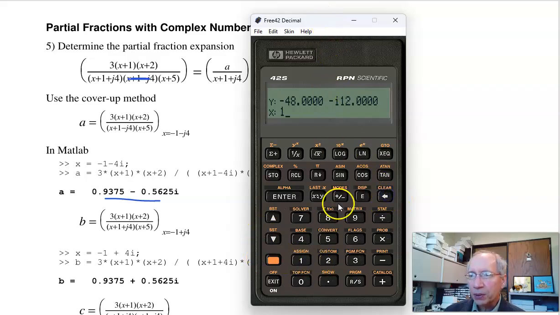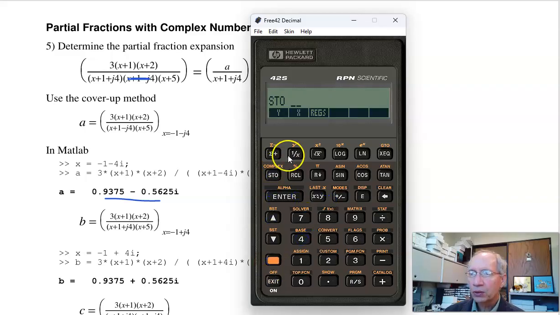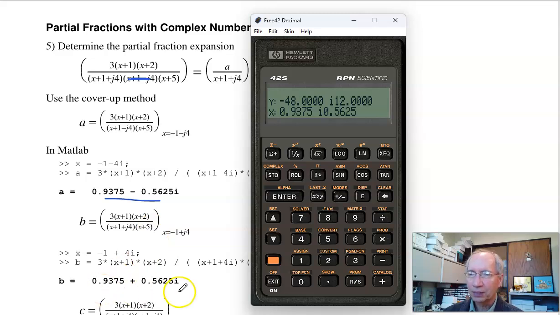So let's do minus 1 plus j4, store that in x. Now analyze 3, recall x, 1 plus times, recall x, 2 plus times, there's the numerator, divided by x plus 1 plus j4, recall x, 1, enter, 4, complex, plus slash, divided by x plus 5, recall x, 5 plus slash, there's the second answer. You can notice the HP did that pretty easily.